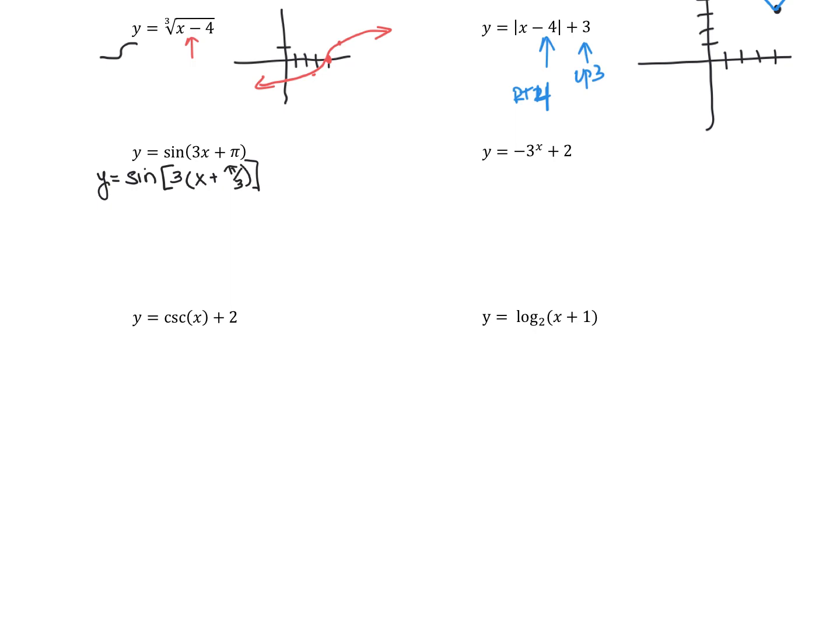So we know a basic sine wave. This is telling us that we shifted to the left pi over 3. And this, if you recall, changes our period. So rather than being a period of 2 pi, which is a standard period for sine, our period is going to be 2 pi divided by 3. So let's take a look at what that would look like.